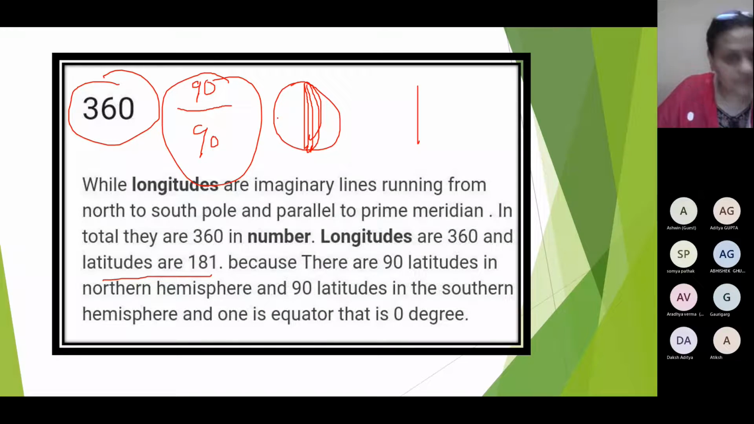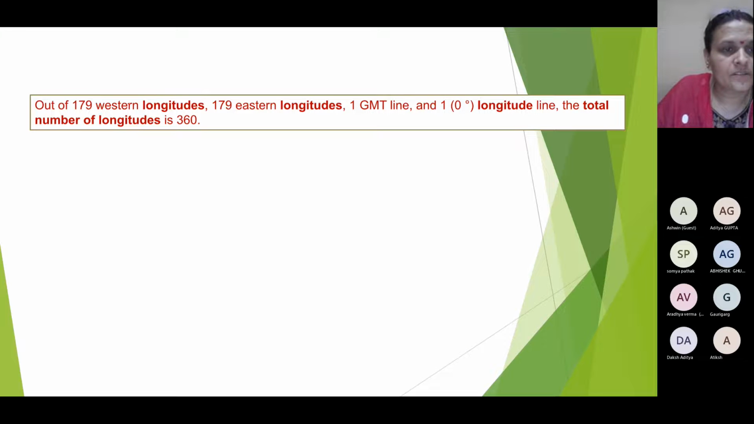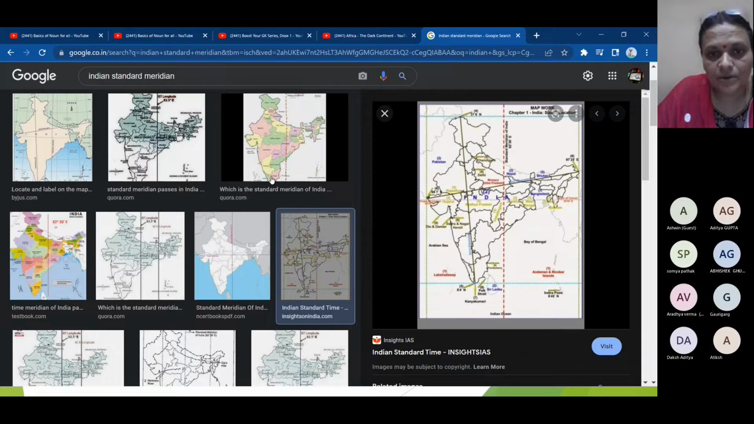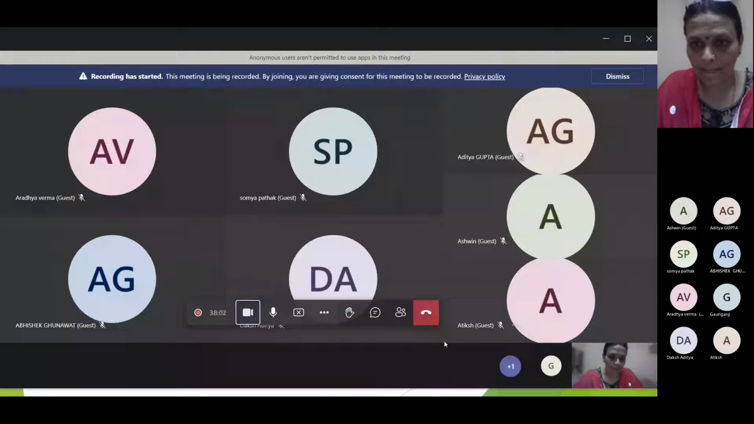180, 180. 179, 179. Out of 360, 179 in the western, 179 in the eastern, one is the Greenwich Mean Time, and one is at the 0 degree. So these are the longitudes and latitudes. Now, did you understand, all of you?